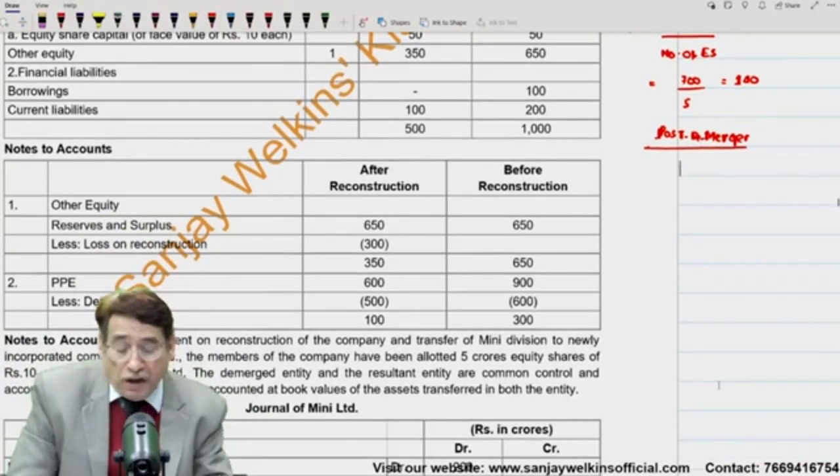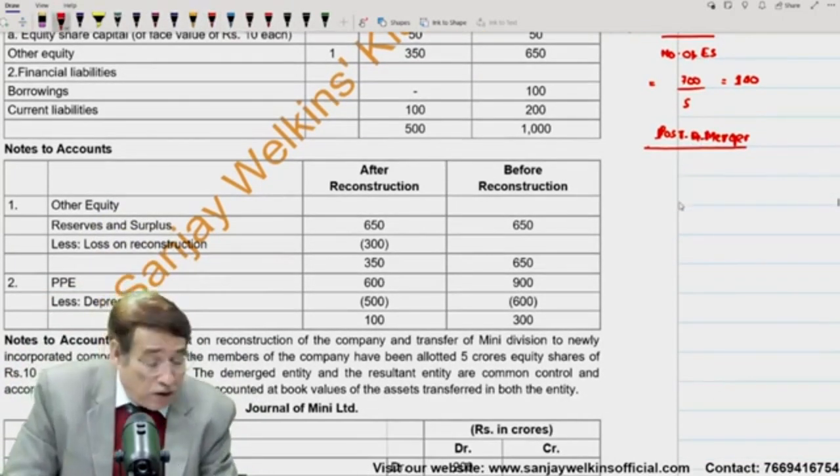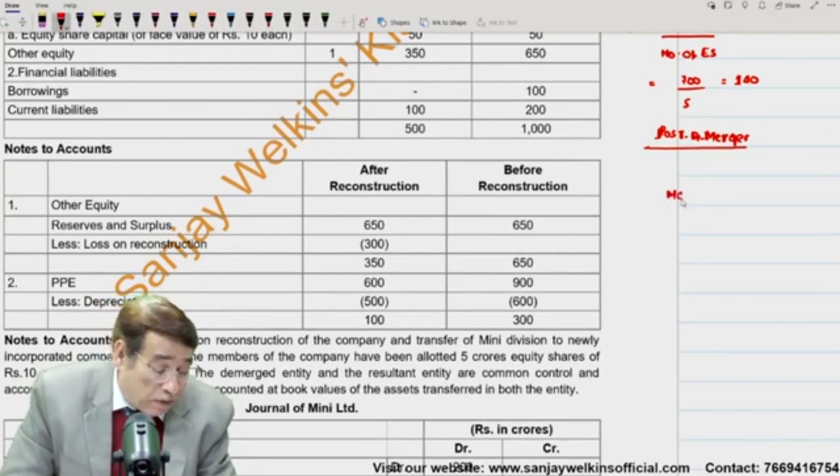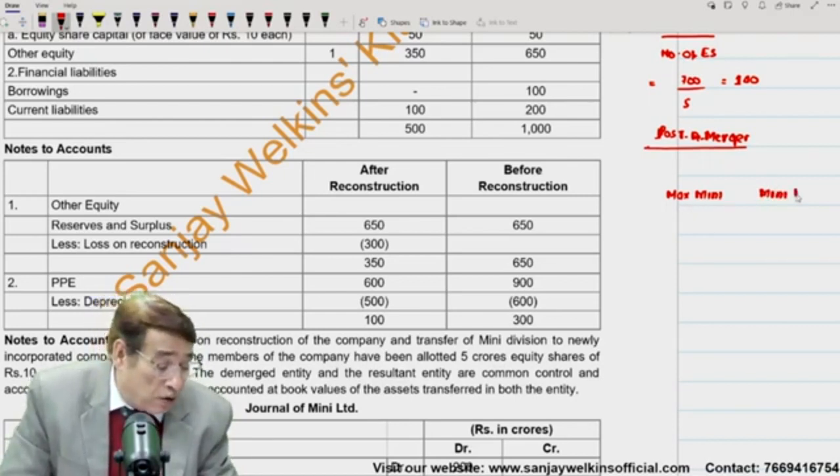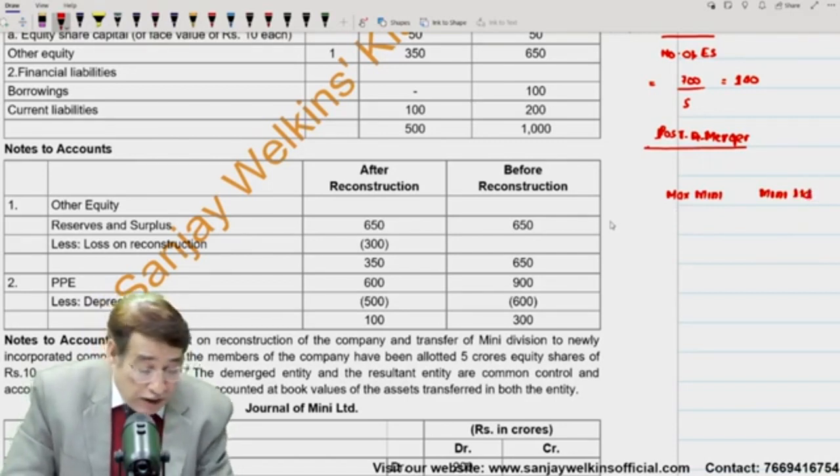Post-demerger, after the demerger, suppose I want you to compute the intrinsic value. Now just try to understand. There is Max Mini Limited, although it is having only one division, and there is also another company, Mini Limited. We will compute their net assets.